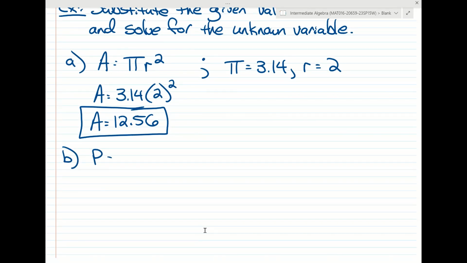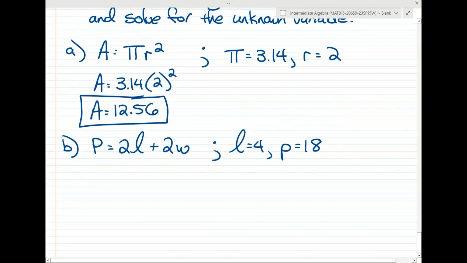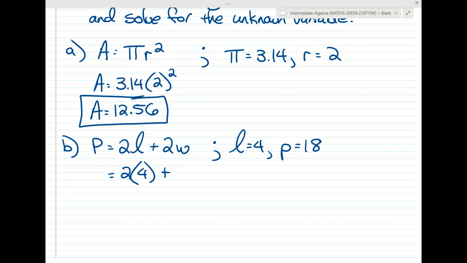The formula for perimeter is 2 times the length plus 2 times the width. And let's figure out what the width would be if the length is 4 and the perimeter is 18. So it looks like what we don't know is the width here. What we're doing is called evaluating. Evaluating means plugging in numbers for variables. Anytime you plug in a number, you should use parentheses. So if L is 4, I'm just going to write it like that. Perimeter is 18. We don't need parentheses if it's just by itself.